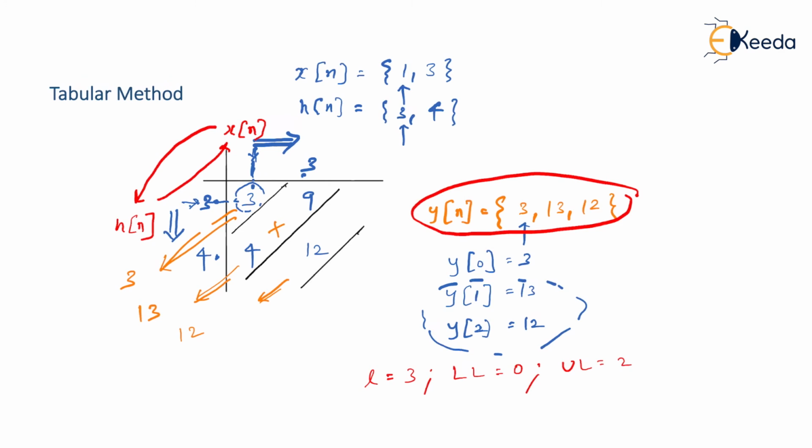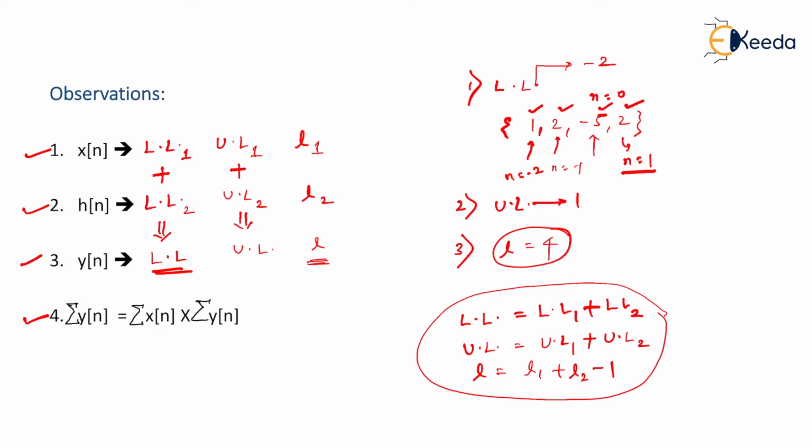Now only one observation property is left, so we'll just go for it. This is the fourth property. What it says is that summation of y of n is always summation of x of n multiplied by summation of h of n. Now what does it really mean? We first of all look at x of n. In this x of n, we have multiple elements. Summation means just add all the elements inside x of n, so you'll get summation of x of n. Then observe h of n, take the summation of all its elements, and you'll get summation of h of n. And if you multiply them, you will see that, surprisingly, it is equal to the summation of all samples in y of n. So let us observe this.